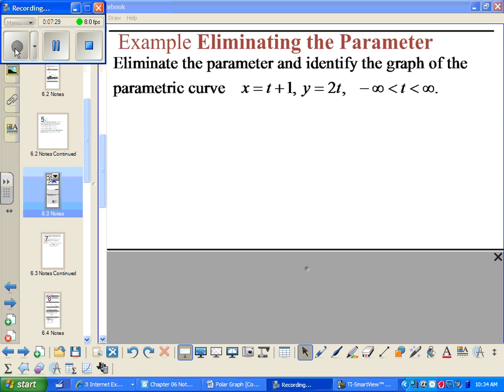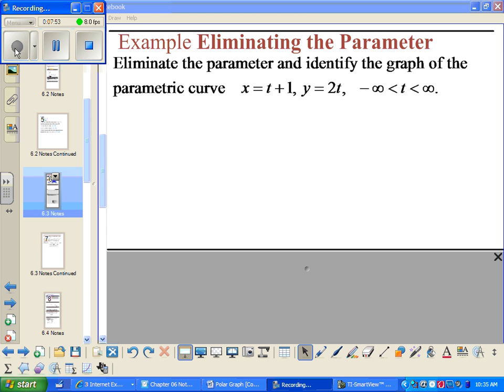We also will have problems that are called eliminating the parameter. When a curve is defined parametrically, it's sometimes possible to eliminate the parameter and obtain a rectangular equation in x and y that represents the curve. That often helps us identify the graph of a parametric curve.